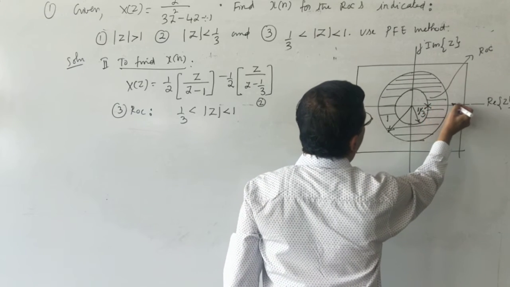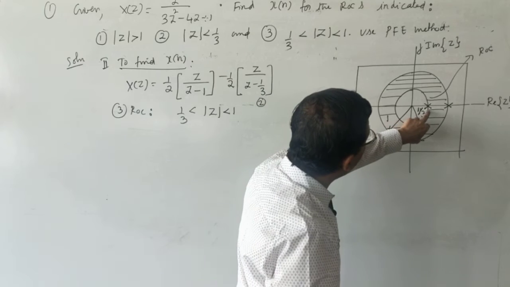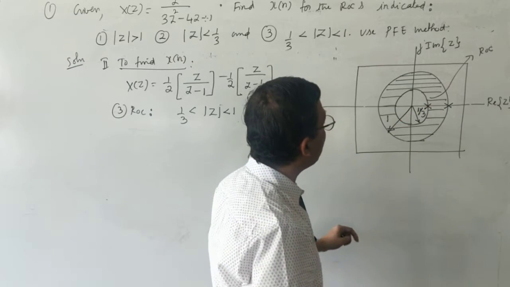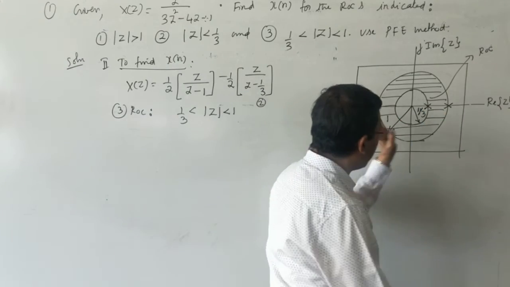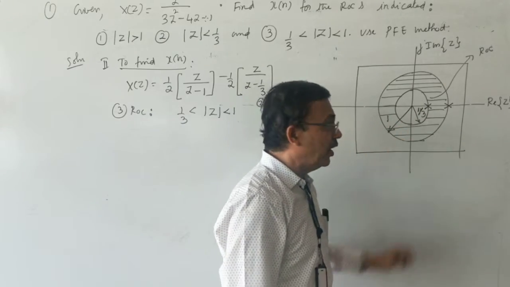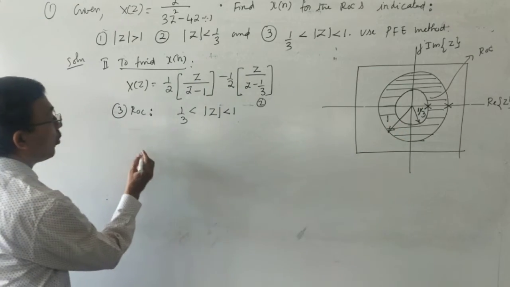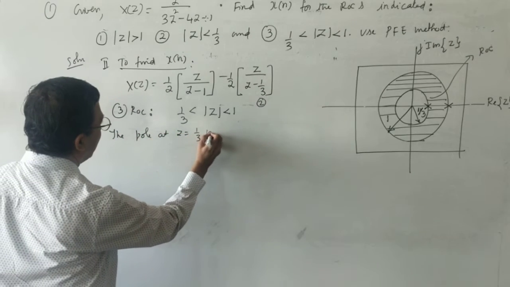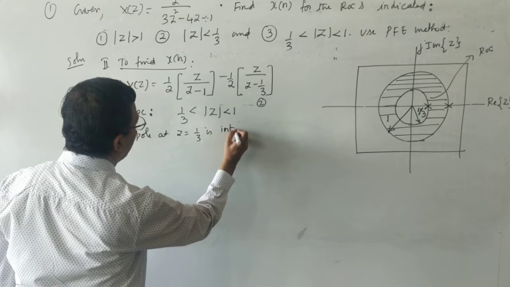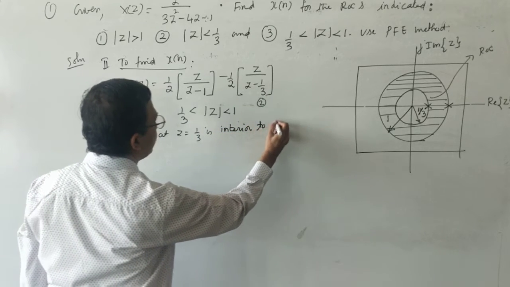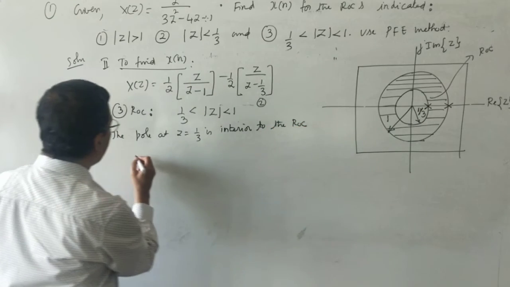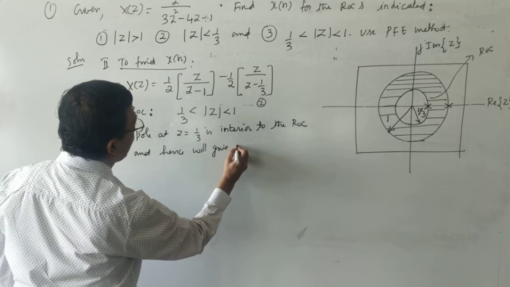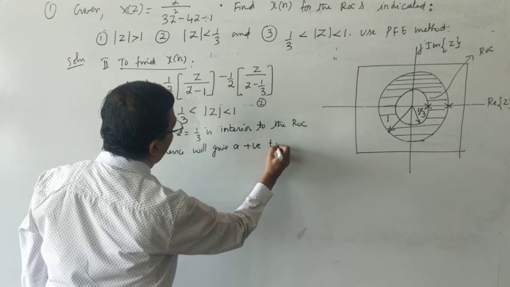One pole is at 1 by 3, the other pole is at 1. The pole at Z equal to 1 by 3 is interior to the ROC. Therefore, it will give a positive time sequence. The pole at Z equal to 1 is exterior to the ROC and hence will give a negative time sequence term. I am going to make that comment. The pole at z equal to 1 by 3 is interior to the ROC, and hence will give a positive time sequence term.